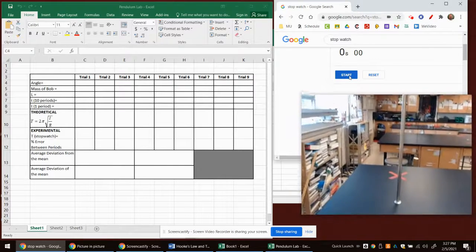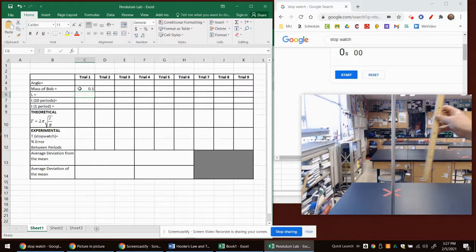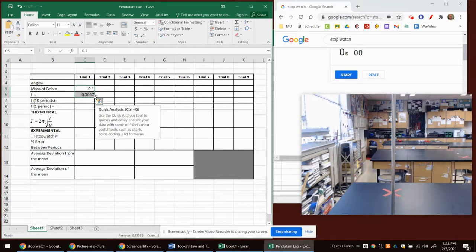You can see the mass hanging at the end of the string. That's a 100-gram mass. And so I'm going to start off by setting this mass as 0.1 kilograms. The initial length of the string, when we measure to the middle of the mass, is about 56.7 centimeters, so 0.567 meters. We're going to keep this constant through the first three trials of this lab.